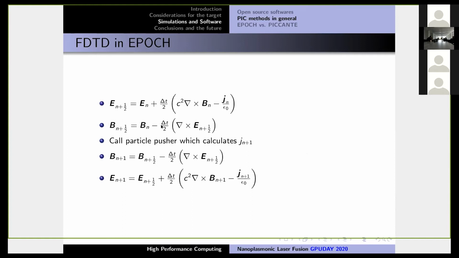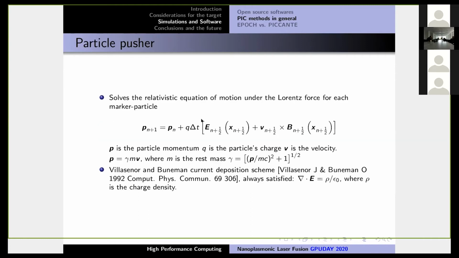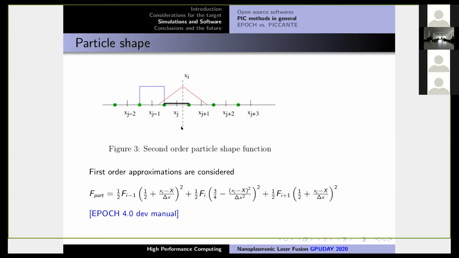So, as I already mentioned, the necessary fields are calculated at half time. Then the particle pusher calculates the current, and the particle pusher solves the relativistic equation of motion, this one, and the current deposition scheme which EPOCH uses is the Buneman.